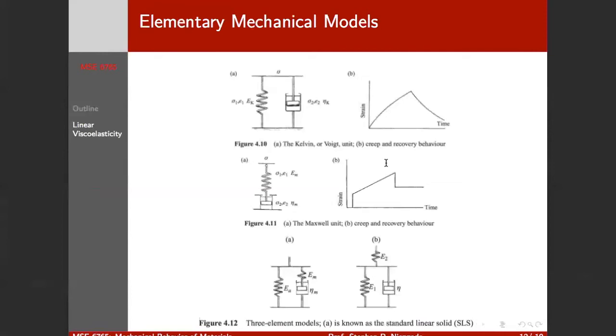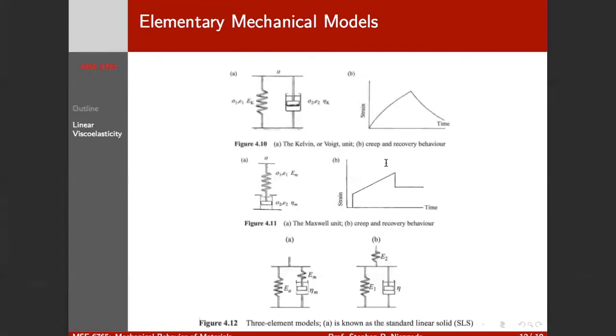Okay. So then, if we put them in series, this is the Maxwell unit. And so here you can see, if we put a stress on it, we get an instantaneous response out of the spring, right? Then a time-dependent flow of the dashpot, and then when we let go, the spring instantaneously recovers, but there is no driving force to pull the dashpot back now. So now we have a permanent plastic set.